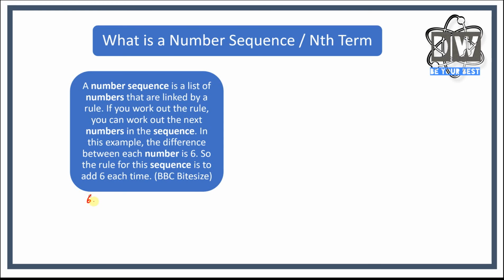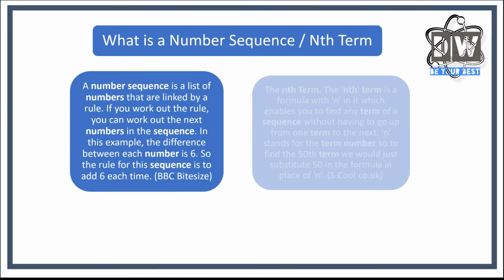So let's give you that example. We've got our 6, we've got our 12, we've got our 18. We're adding 6 each time. The next number, because we're going to add 6 each time, is going to be 24, and then it's going to be 30, and so forth. That is the BBC Bitesize example.